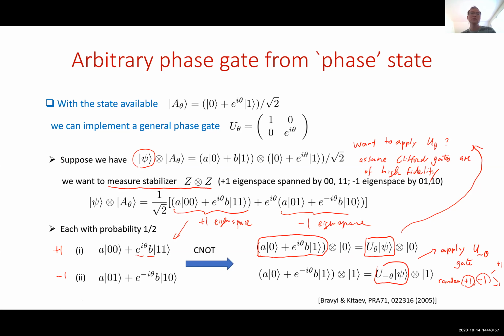So that's the idea of magic state distillation: you want to have this kind of state, which is of high quality. The quality of U theta depends on the quality of the state. Here we assume it's a pure, perfect state with the phase e^{i theta}, but it could decohere because of noise or other coupling to the environment, etc.